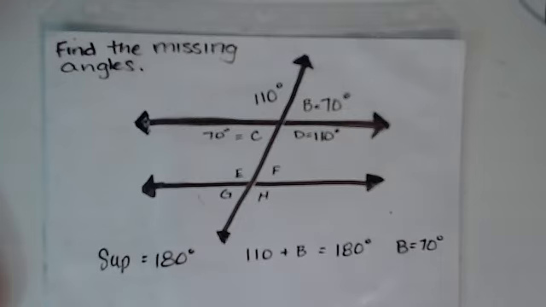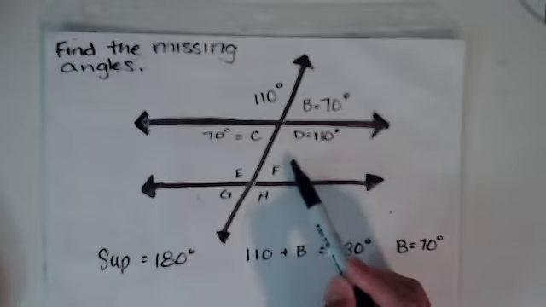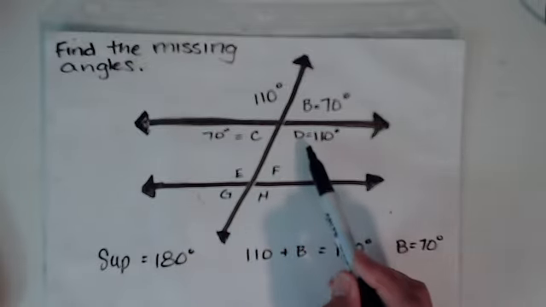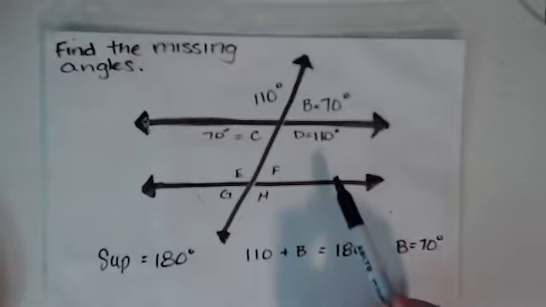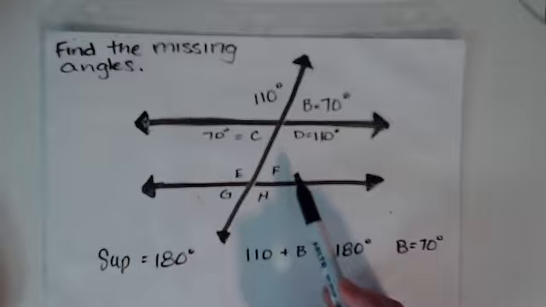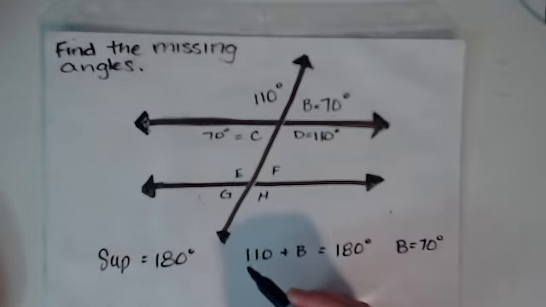We can now use a number of different rules to find the rest of these angles. Let's start with the consecutive interior angles. Consecutive interior angles are two angles on one side of the transversal that are between the parallel lines. In this case, angle D and angle F, or angle C and angle E. So angle D and angle F need to equal 180 degrees.